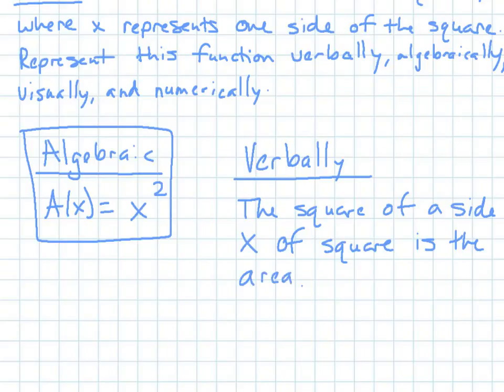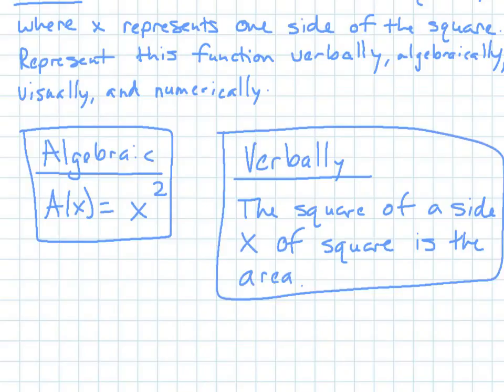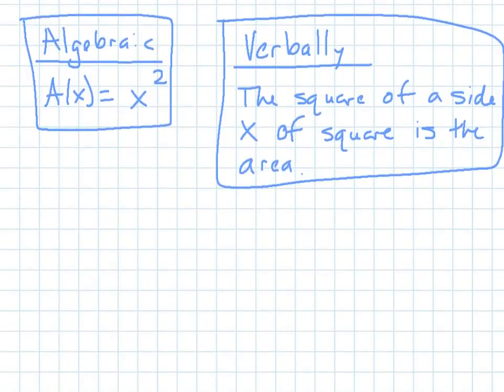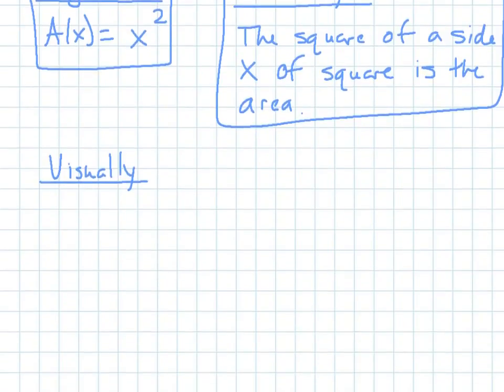Okay? And that would be a nice easy way of representing this function. So we're squaring the side x of a square, and this is the area. You could probably write that a little better than I did, but I'll let you worry about that. Visually, now here we can graph it. Now you don't have to box every answer, you can list them out if you want. So a graph, let's make this line up a little bit better.